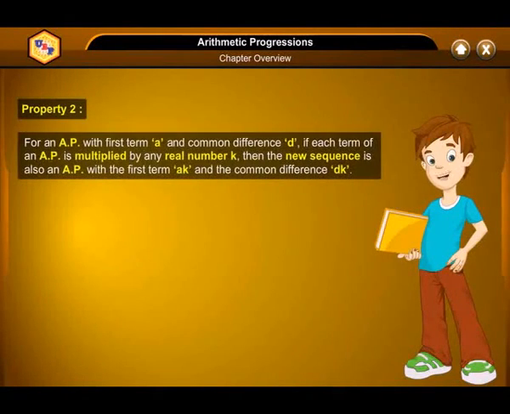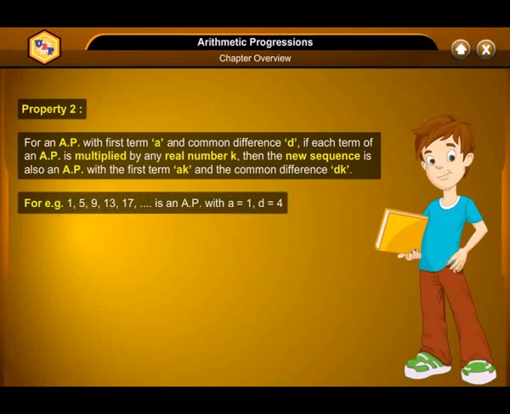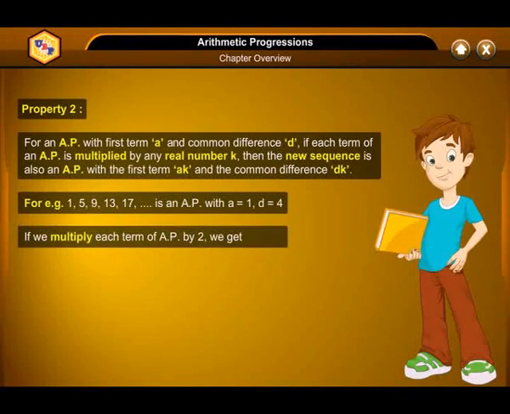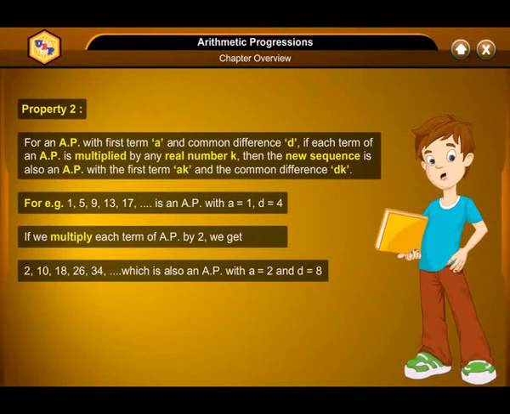Property 2. For an AP with first term a and common difference d, if each term of an AP is multiplied by any real number k, then the new sequence is also an AP with the first term ak and the common difference dk. For example, 1, 5, 9, 13, 17 is an AP with a is equal to 1, d is equal to 4. If we multiply each term of the AP by 2, we get 2, 10, 18, 26, 34, which is also an AP with a is equal to 2 and d is equal to 8.